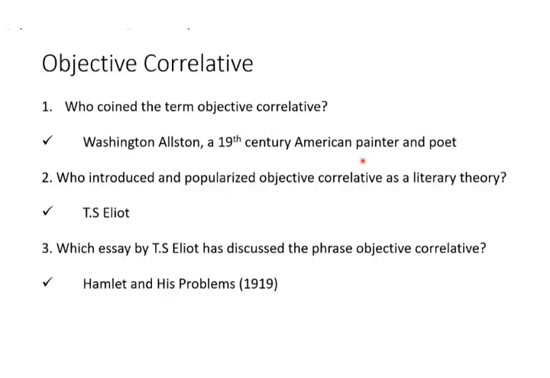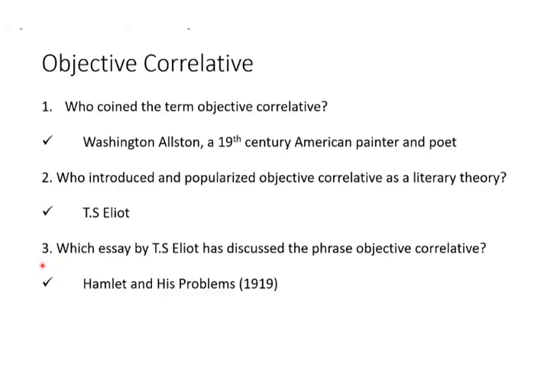Okay, now let's move on to the second question. This will help you to understand the significance of the first question, right? Second question, who introduced and popularized objective correlative as a literary theory? We have already seen that it was not T.S. Eliot who coined the term. The term was coined by Washington Allston. So, who popularized the term as a part of literary theory? That was done by T.S. Eliot. T.S. Eliot introduced and popularized objective correlative as a literary theory. He connected the term with literature.